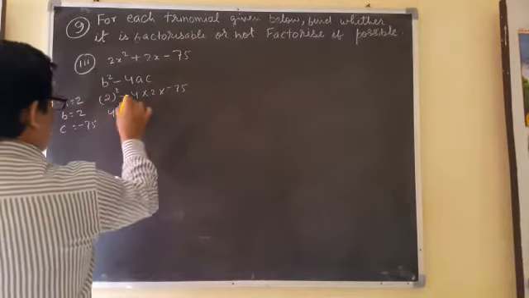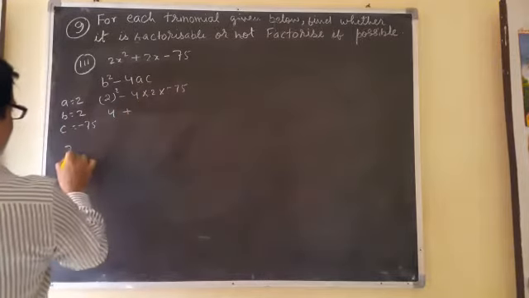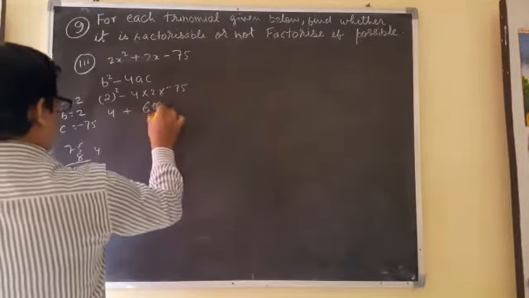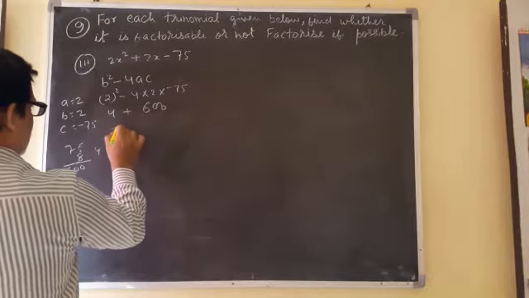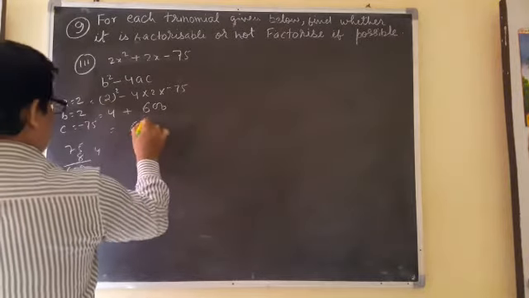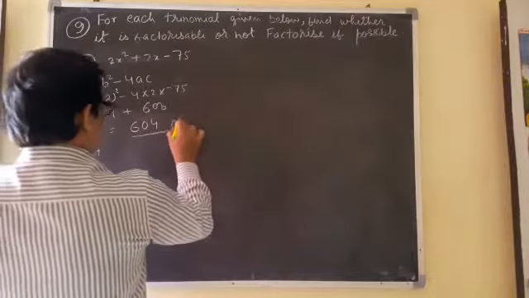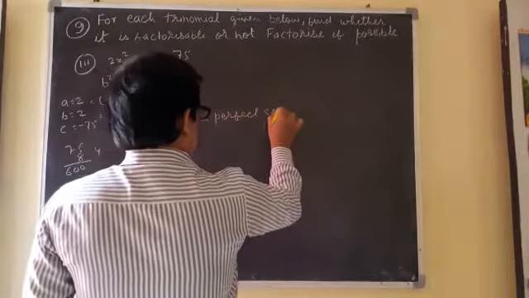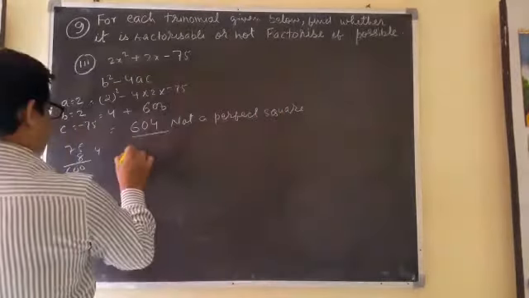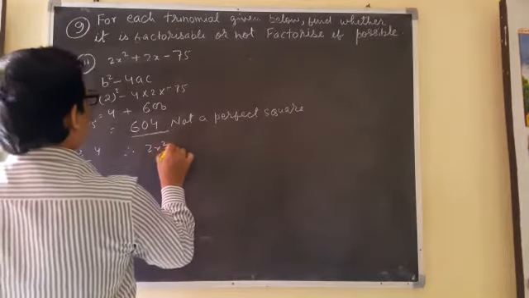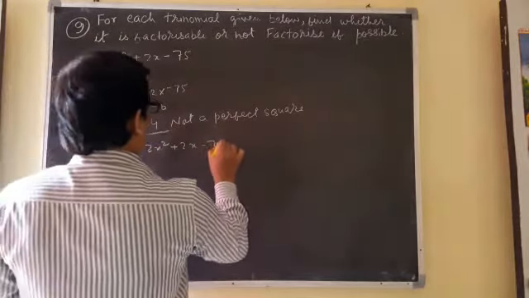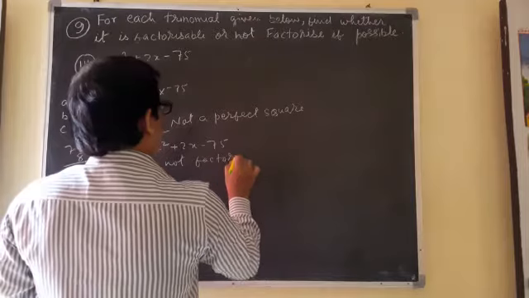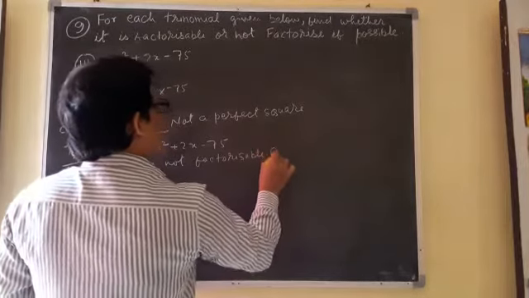So minus times minus is plus, 4 into 8 into 75, 8 75s are 600. So 600 plus 4, that is equal to 604. And 604 is not a perfect square. Therefore 2x square plus 2x minus 75 is not factorizable. Answer.